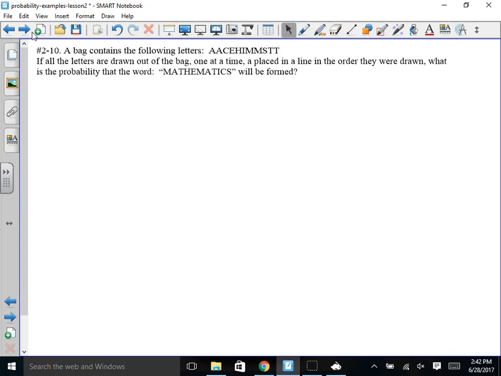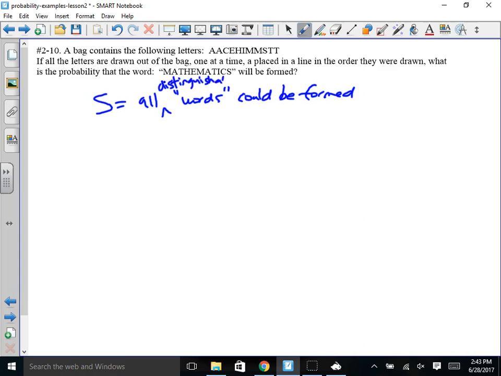And there are duplicates here. So this is actually the special case that we call a distinguishable permutation. All right, but every one of the possible orders of the letters is equally likely. So the sample space would be all of the words that could be formed, right, that are distinguishable, all of the distinguishable words. So maybe I should insert that, all the distinguishable words that could be formed.